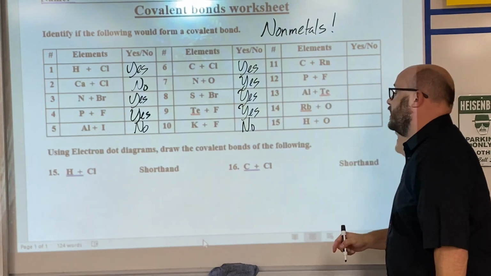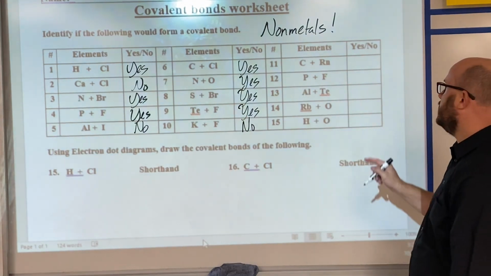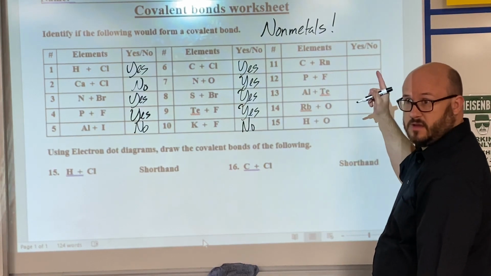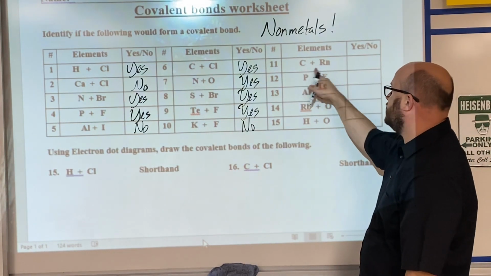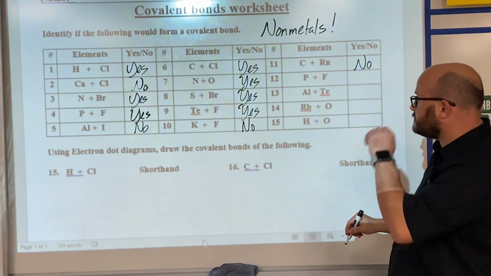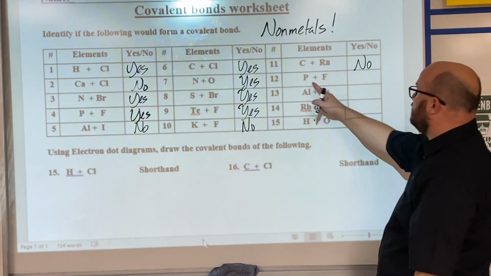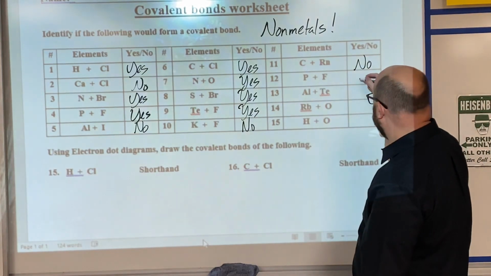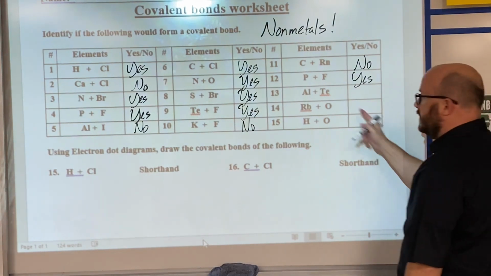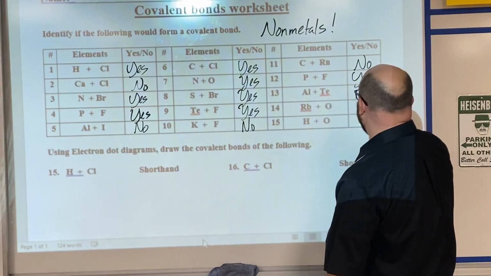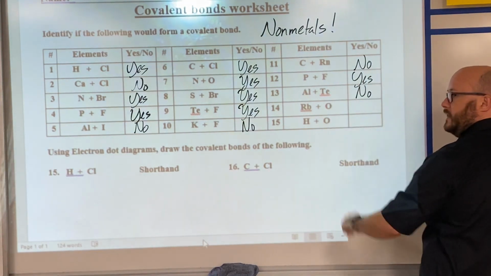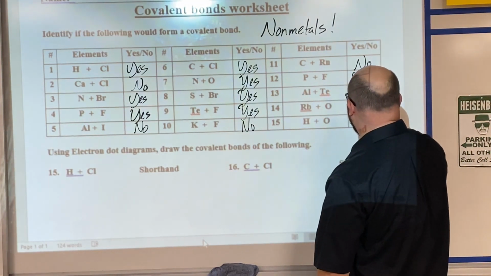Carbon and radon, it's a tricky one. What is radon? It's a nonmetal, but it's a noble gas. Do noble gases react? No. Phosphorus and fluorine, yes. Aluminum and tellurium, no, we saw aluminum earlier. Rubidium and oxygen, rubidium's a metal.